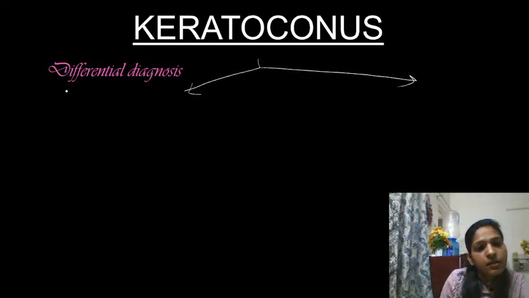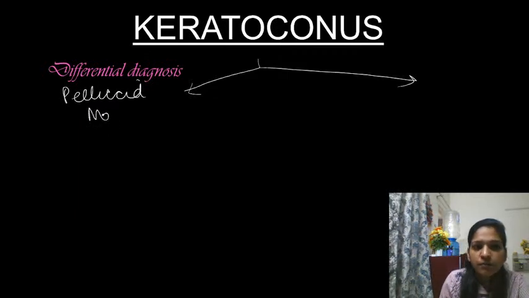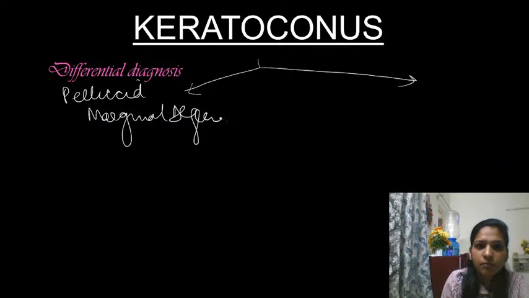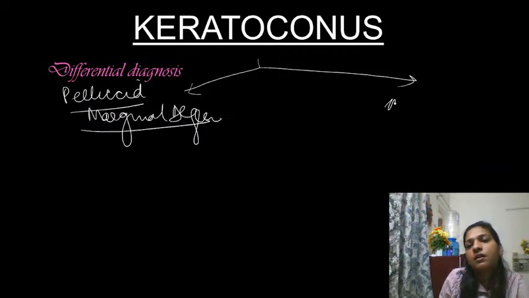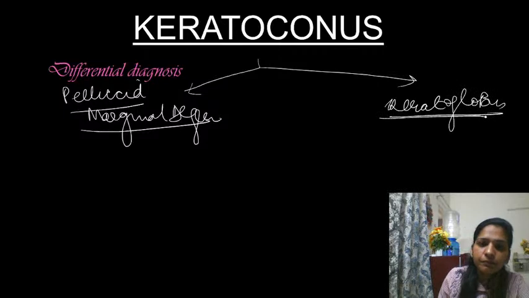It is pellucid marginal degeneration. And this is keratoglobus.